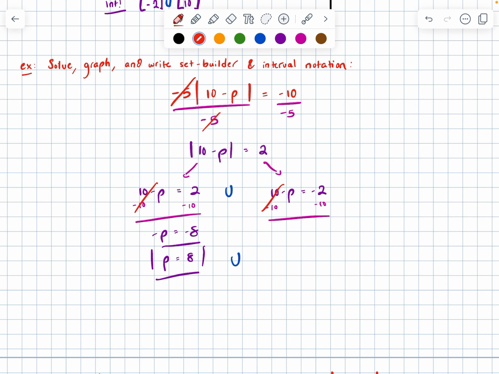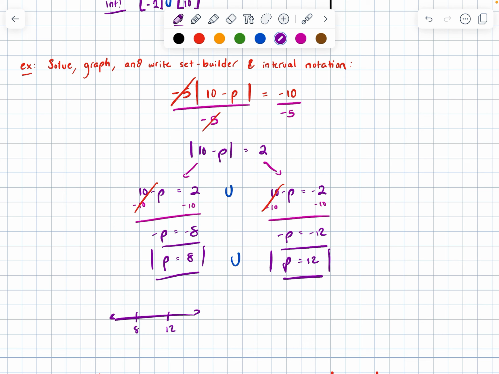Or my other option, if 10 minus p is -2, start by minusing 10 from both sides. On the left, they undo each other. You've got -p is equal to -12. And if -p is -12, then +p is +12.